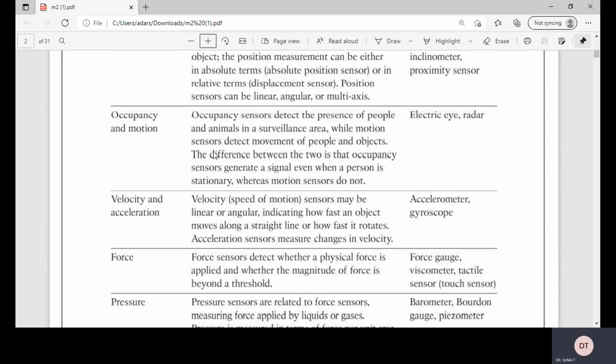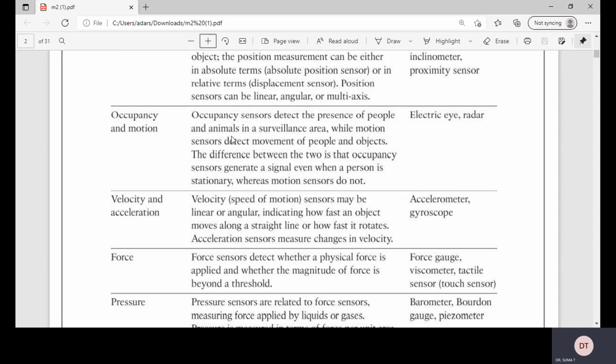Next is occupancy and motion sensors. These sensors detect the presence of an object. The object may be people or animals in a surveillance area, while motion sensors detect the movement of people and objects. The difference between the two is that occupancy sensors generate a signal even when a person is stationary, whereas motion sensors do not. Examples are electric eye and radar.